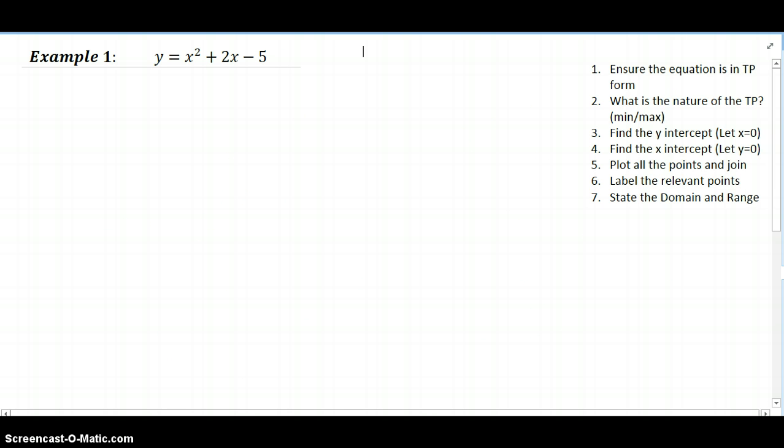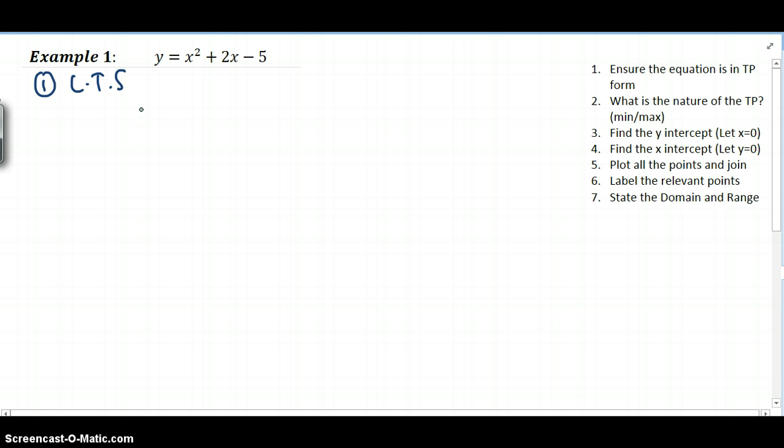So first question is, sketch the graph of y equals x squared plus 2x minus 5. So you can tell already by the first question, ensure the equation is in turning point form. The equation is actually not in turning point form at the moment. So to get an equation into turning point form, what we need to do is actually complete the square. So 1, complete the square.